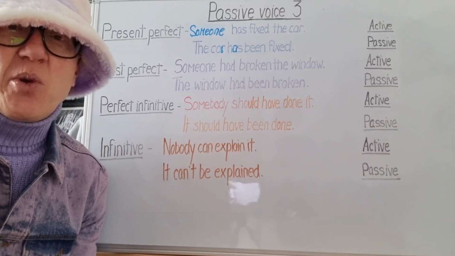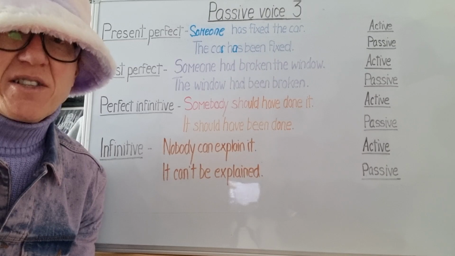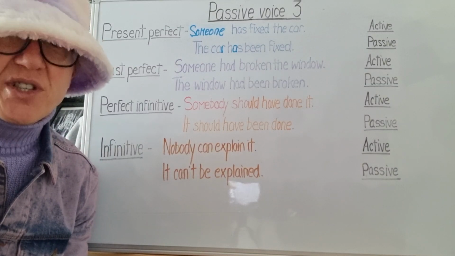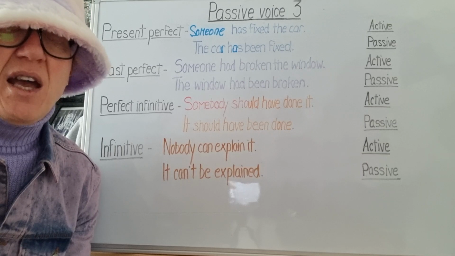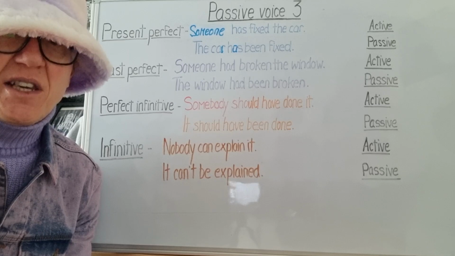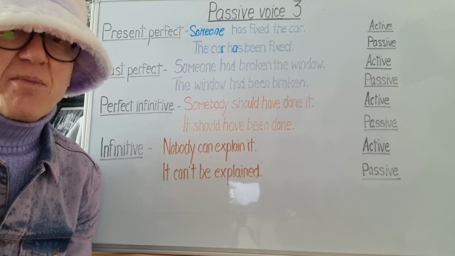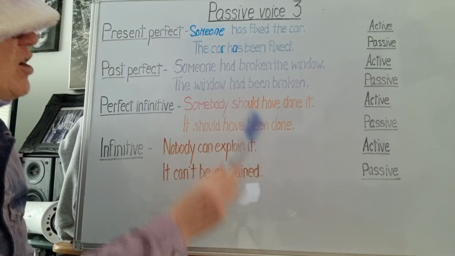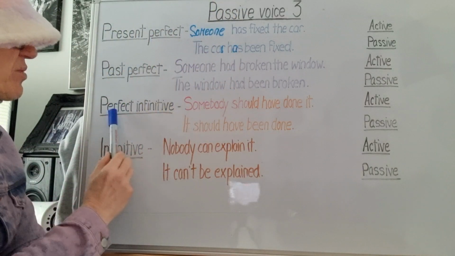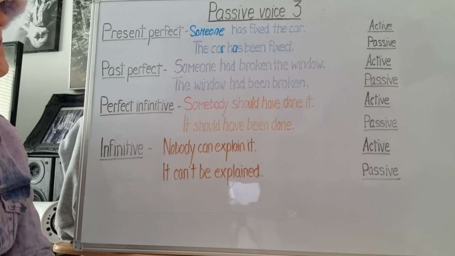Today we are continuing our journey through passive voice. In the first video I spoke about the grammar and uses. In the second video I spoke about using passive voice in present simple, present continuous, past simple and past continuous. Today we're looking at present perfect, past perfect, using passive voice with the perfect infinitive and the infinitive.